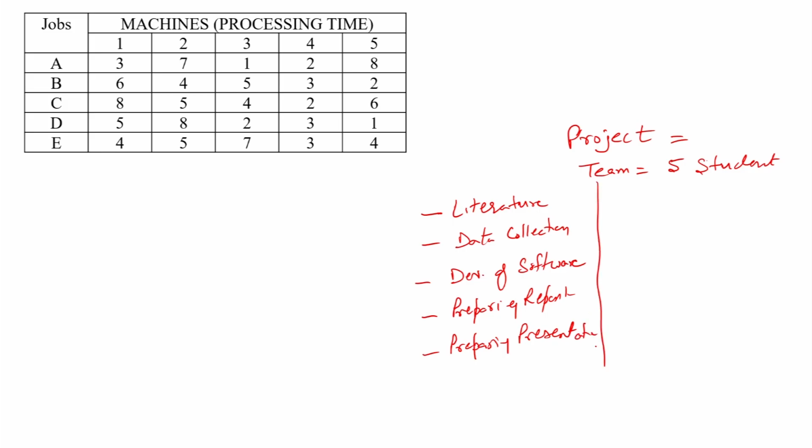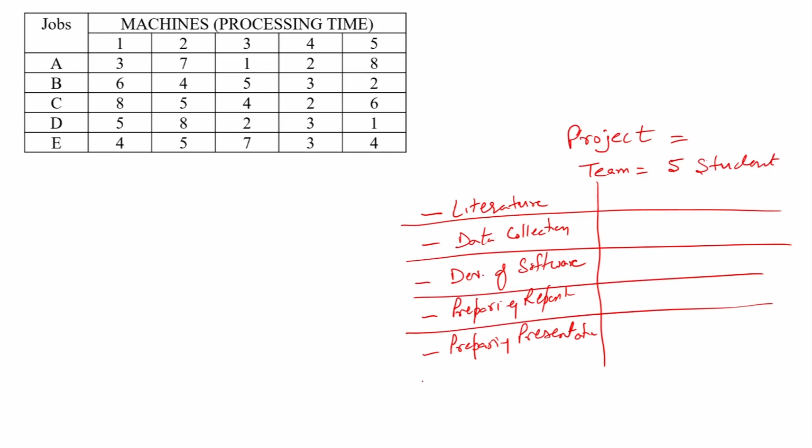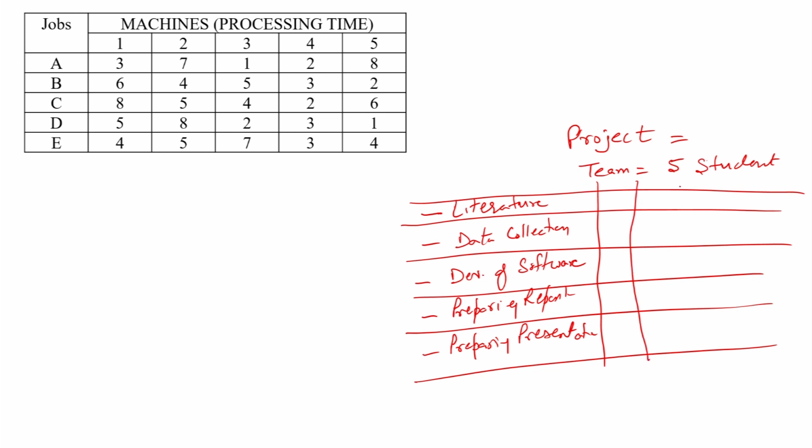And then you are trying to see who should perform a particular task. Though all 5 of you are competent to do any of these tasks, still some student is more effective in data collection, some is better in software. So, these are your team members 1, 2, 3, 4, 5.